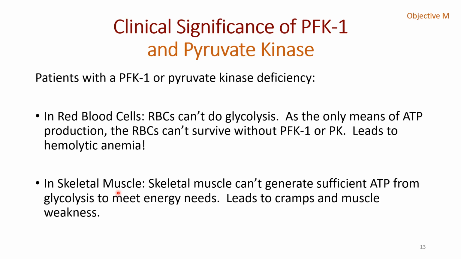And the enzymes that tend to show up in deficiencies are going to be PFK1, which is the rate-limiting enzyme for glycolysis, but also the enzyme at the very end. Pyruvate kinase is another enzyme that shows up in deficiency, especially in skeletal muscle, where people start to exercise and they have a lot of pain, and it's obvious there's something wrong with the energy production in their muscles.